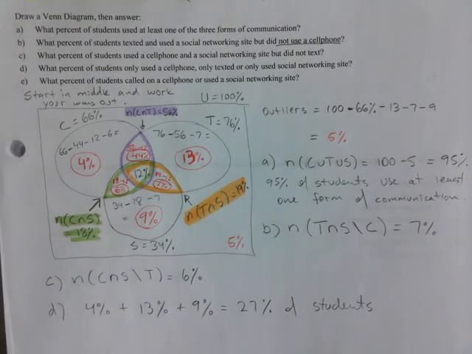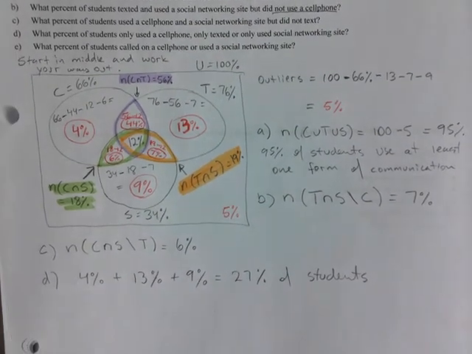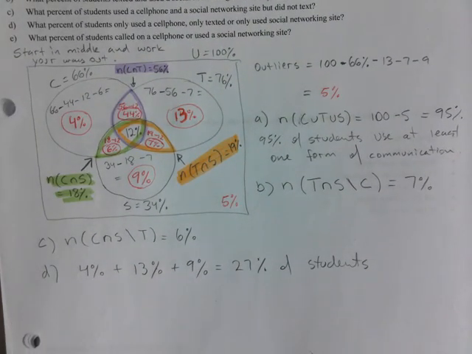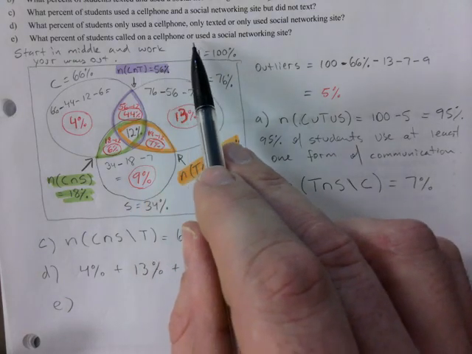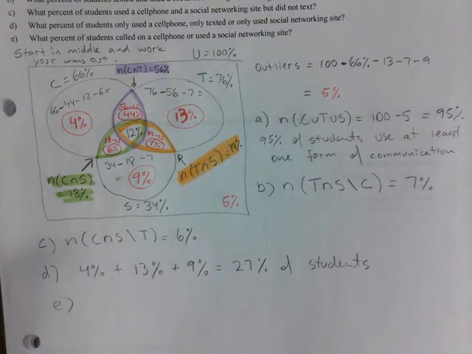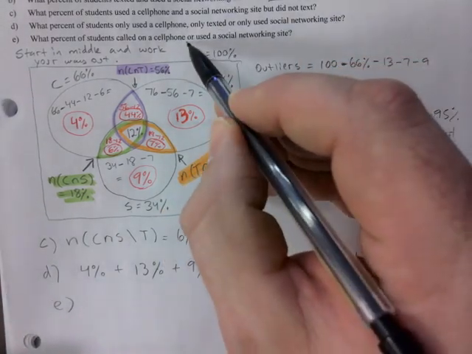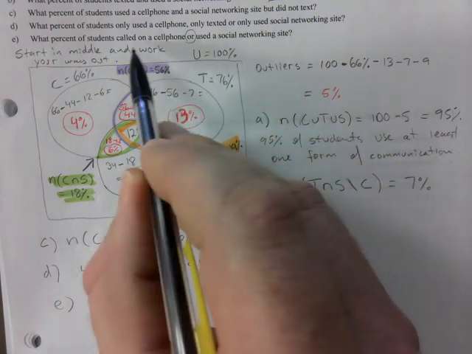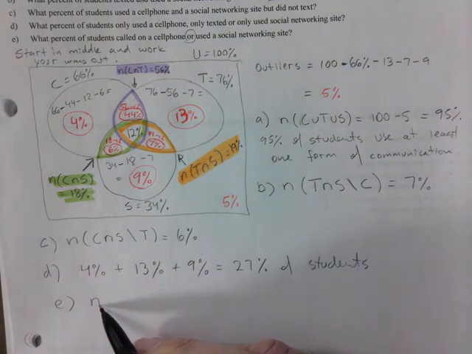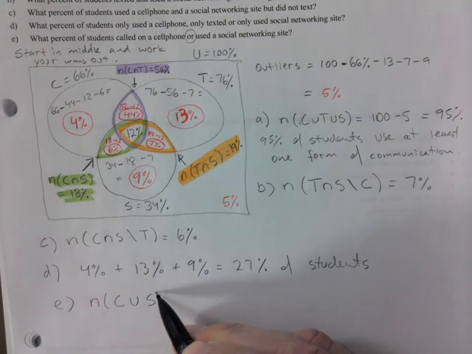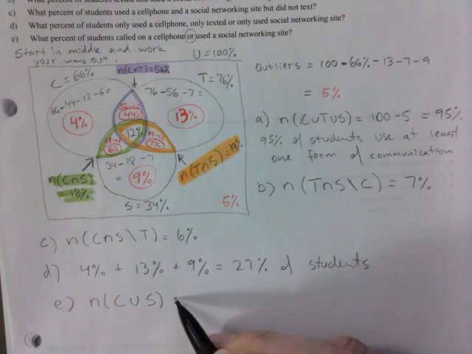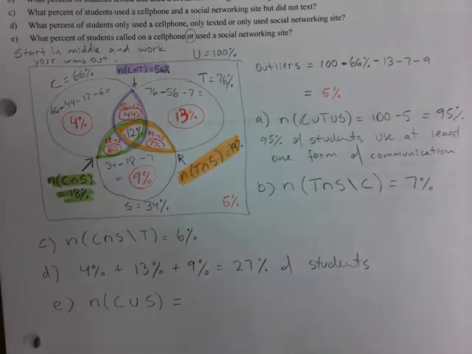So yes, sometimes it gets complicated answering the questions, but just read your questions carefully. E. What percent of students called on a cell phone or use social networking site? What does that "or" right there tell you? We're only talking about these two here. So they're actually asking you, ready for this? Cell phone or social networking site. That's what they're asking for.